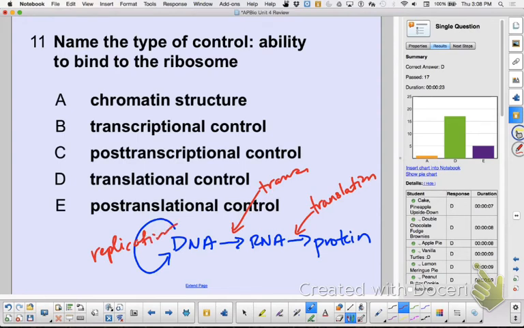Okay? So if you're in the process of using your RNA to build a protein on a ribosome, that's translational control. If following this protein, you're folding it in some way, that would be what kind of control? Post-translational control. If you've made the RNA, but now you're splicing it, you're cutting parts out of it, you're capping, you're tailing it, it's got to leave the nucleus, that would be what? Post-transcriptional. Got it?